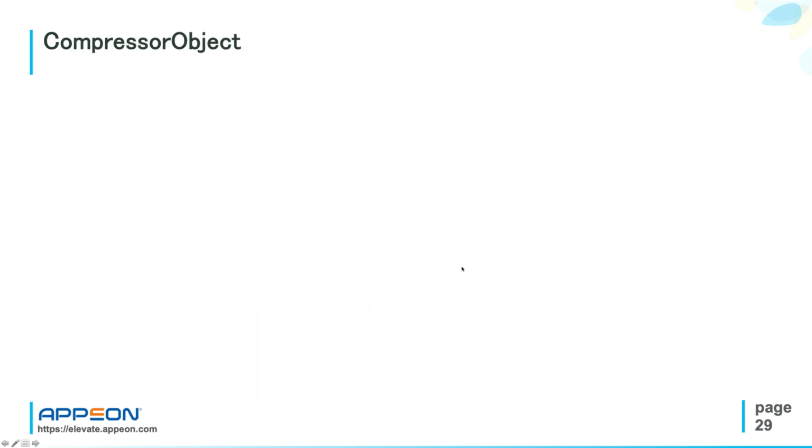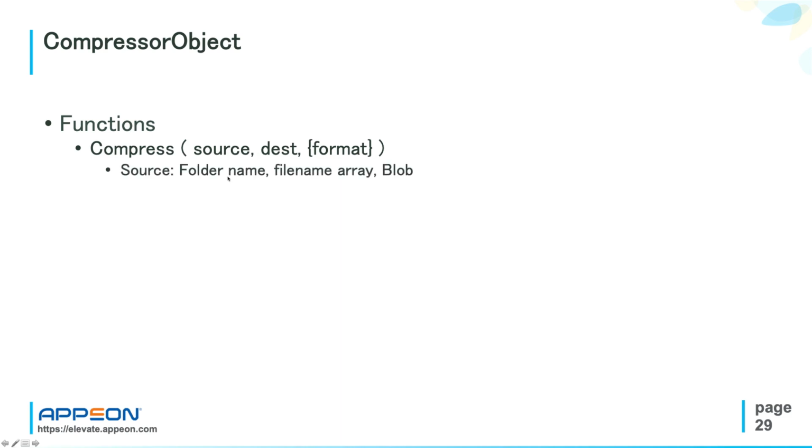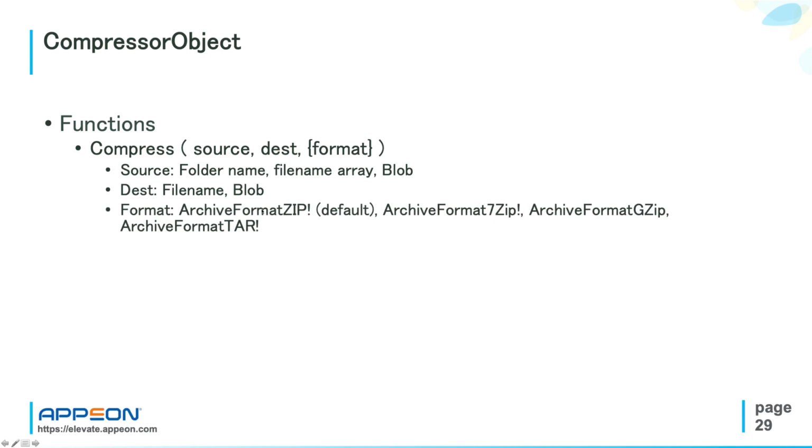Next is the possibility to compress objects. You have functions in the compressor object, and this is compress, which takes a source, a destination, and a format. The source can be a folder name, an array of file names, or blob data. And the destination out of this compression can be a file name, like a file.zip, or a blob if the source is a blob. Possible formats are zip, 7-zip, gzip, and tar.